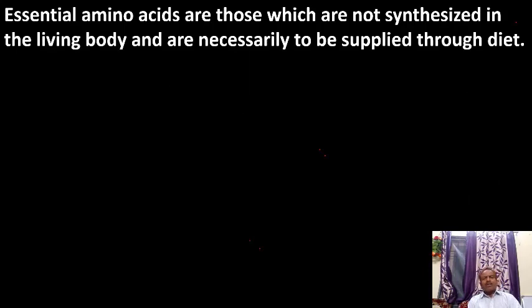Now, depending on the requirement by the living body, amino acids are categorized into two different groups: essential amino acids and non-essential amino acids. Essential amino acids are those which are not synthesized in the living body. In our body, in the animal body or human beings, certain amino acids are synthesized in the body itself. Such amino acids are not necessary to supply through the diet, so they are referred to as non-essential. Whereas amino acids which are not synthesized in the body must be supplied through diet. Therefore, they are referred to as essential amino acids.